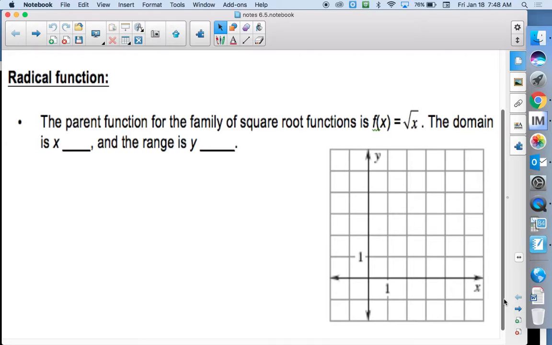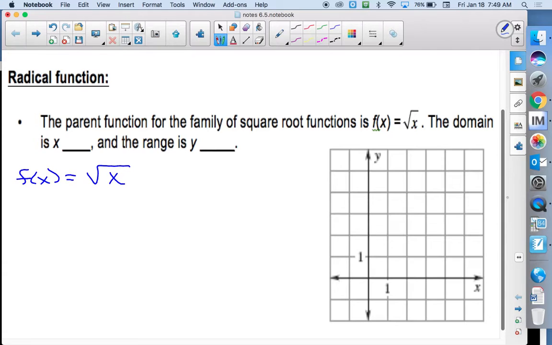In functions, the parent is the basic one, and then we build off of that. So our family of functions we're dealing with is the square root. Since you have the square root of x, it says the domain is blank and the range is blank. So when we're talking about the domain and you have a square root of x, I'm just going to write mine underneath here.